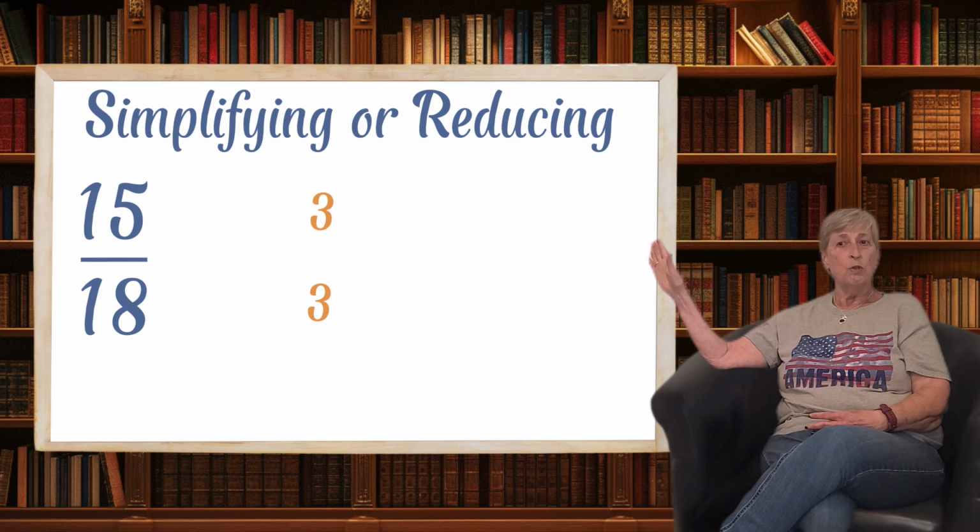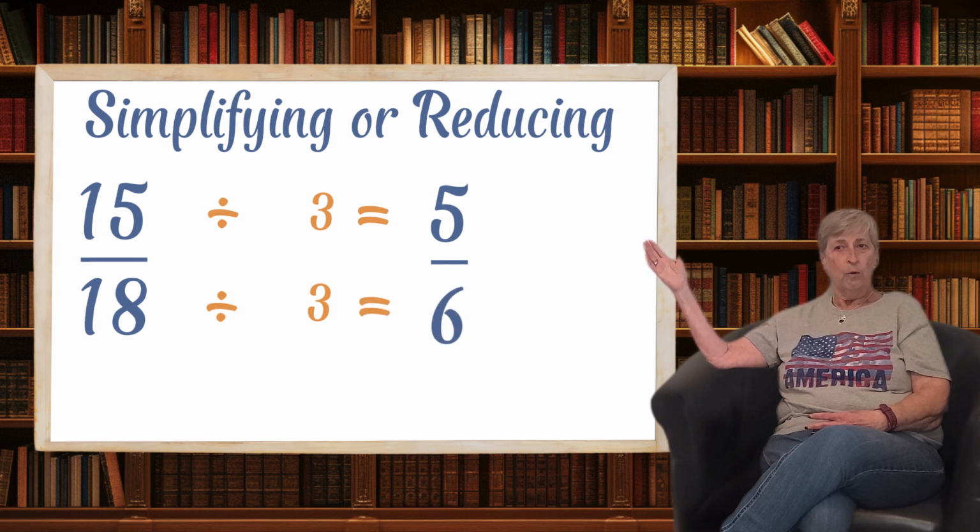So here we're going to use 3. 15 divided by 3 would be 5. 18 divided by 3 would be 6. So our final answer here would be 5/6. You can look at it again just to make sure. 5 is a prime number. It's not divisible by anything but 5. And you can't divide 6 by 5 evenly. So that is the simplest form for that answer.